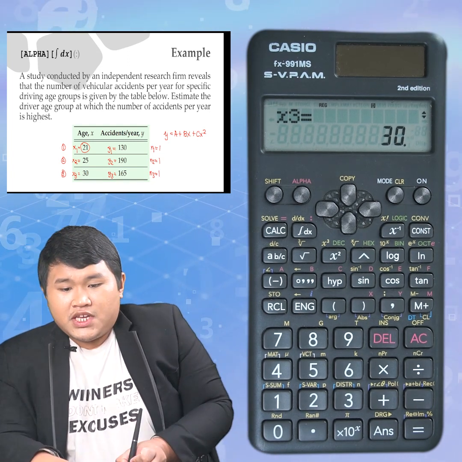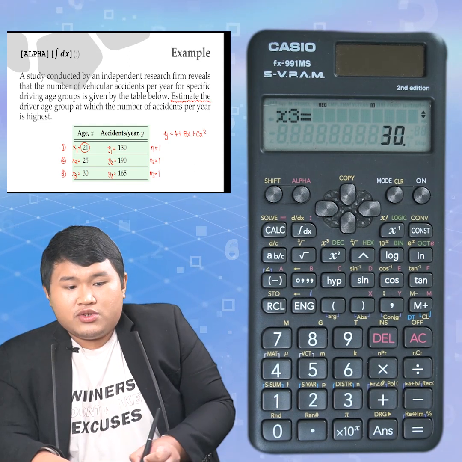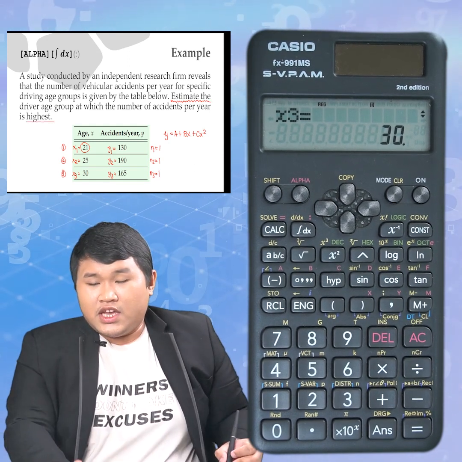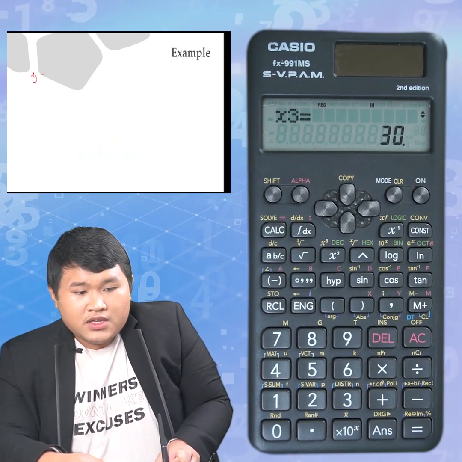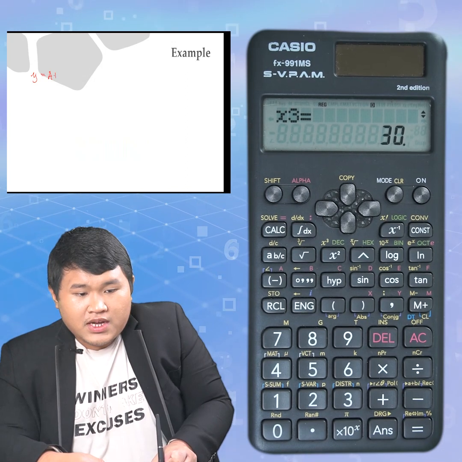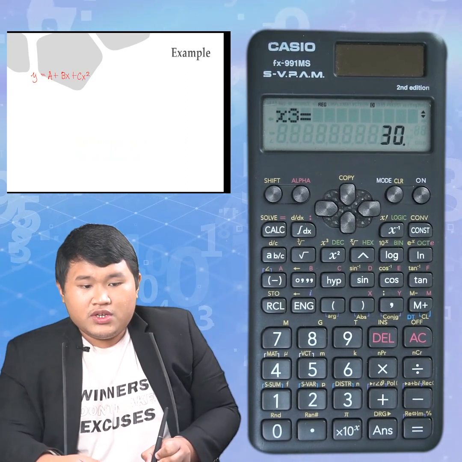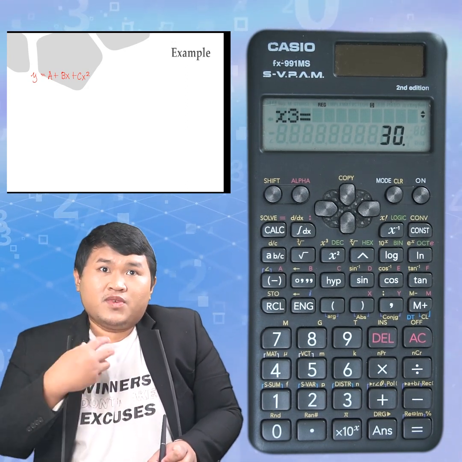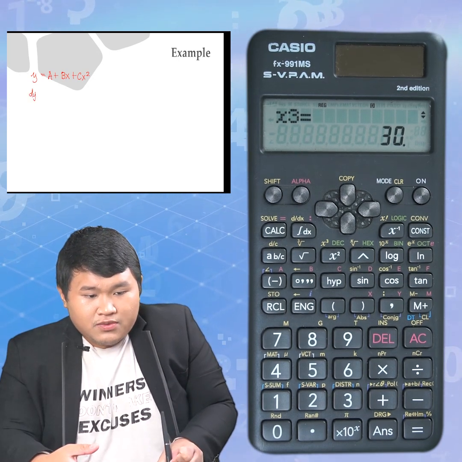Next, the problem states that we are to estimate the driver age group at which the number of accidents per year is highest. Take note, highest. If we recall the regression curve, y is equal to a plus bx plus cx squared. That's the equation. To get the highest value, if we recall from calculus, we need to get the first derivative. So let's get the derivative of that one.